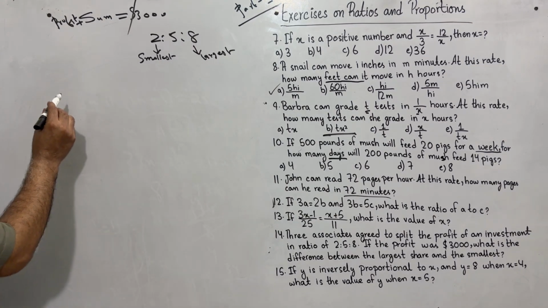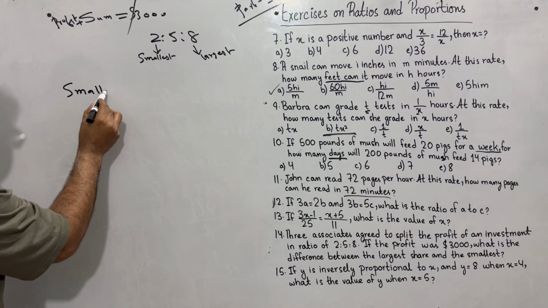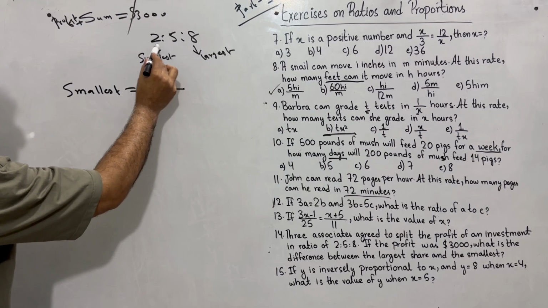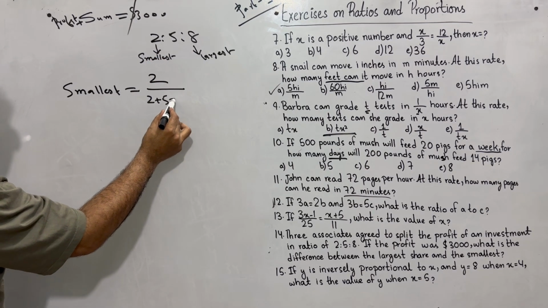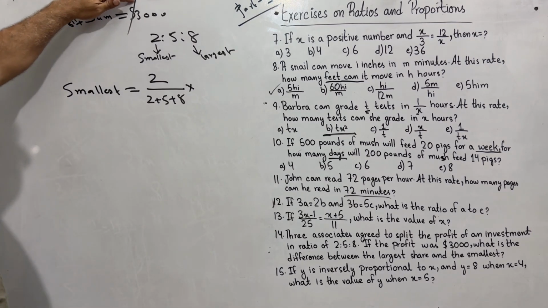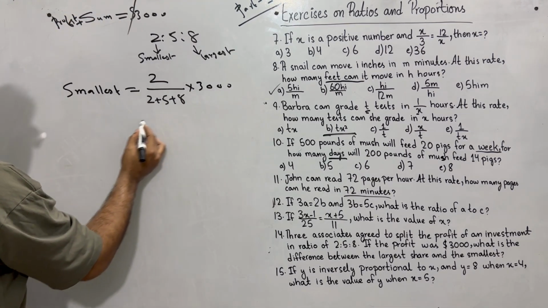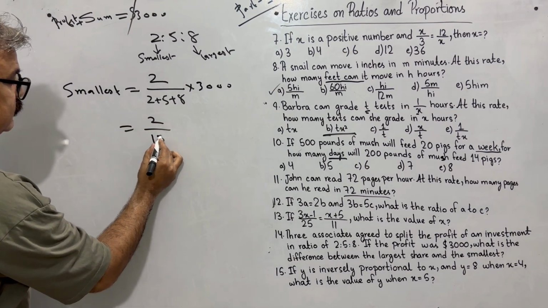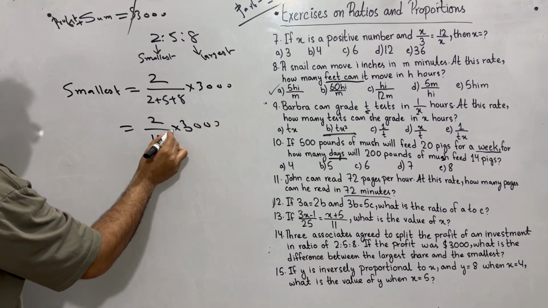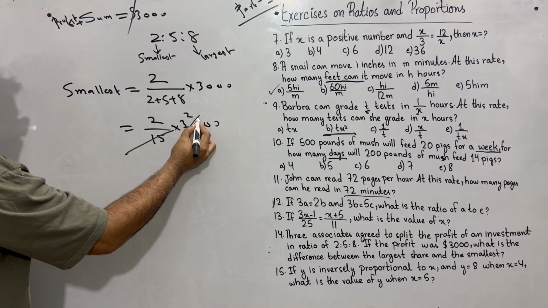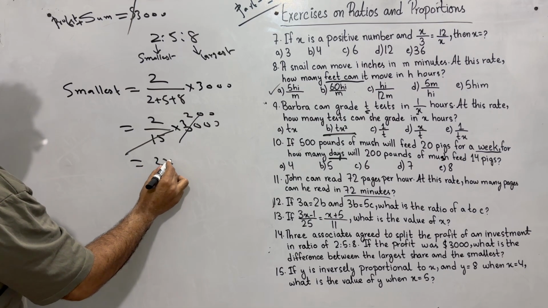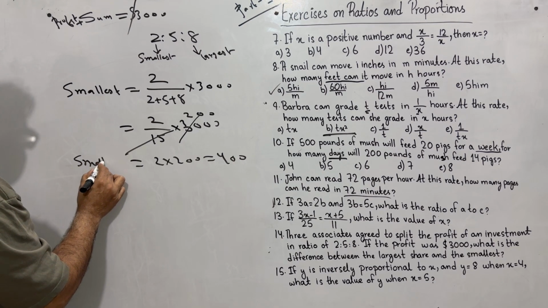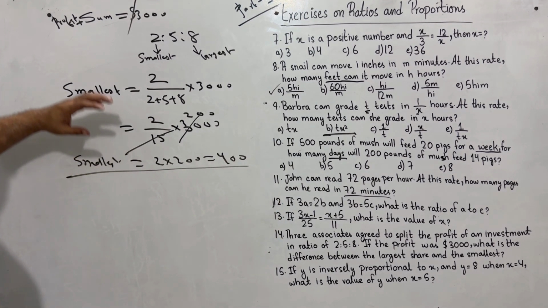Smallest can be calculated as the corresponding ratio 2 over the sum of ratios, 2 plus 5 plus 8, times what we have to split, our grand total 3000. So 2 over 15 times 3000. Table of 15, 2 times 200 is $400. So the smallest share is $400.